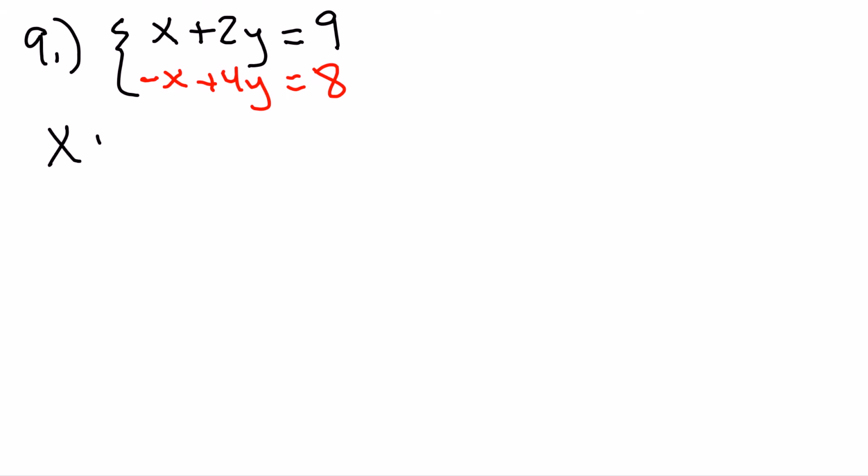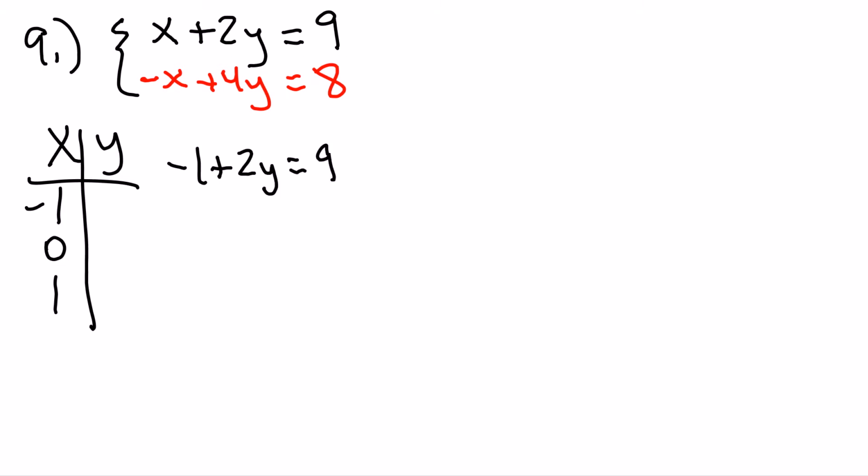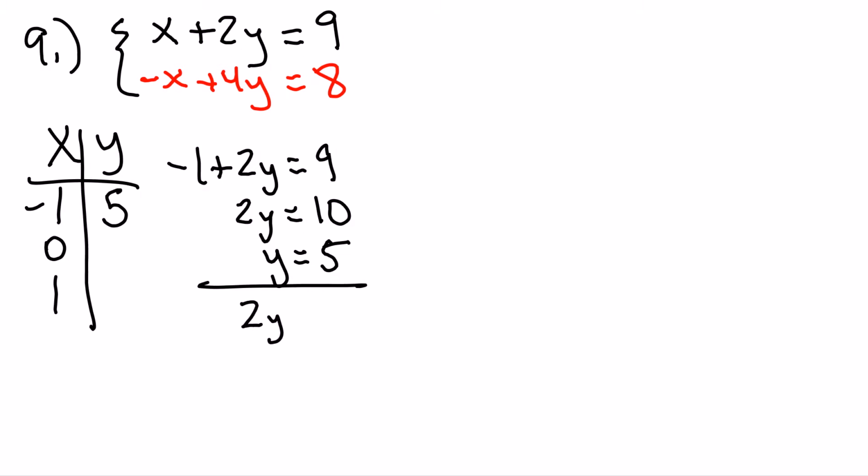All right, so I'm going to make my XY chart. For the top one, -1, 0, and 1 is my starting 3 points. I'm going to plug in -1 for x. I get -1 plus 2y equals 9. I add 1 to both sides. I get 2y equals 10. I get y equals 5. I'm going to plug in 0. 0 plus 2y equals 9. I divide by 2. I get y equals 4.5.